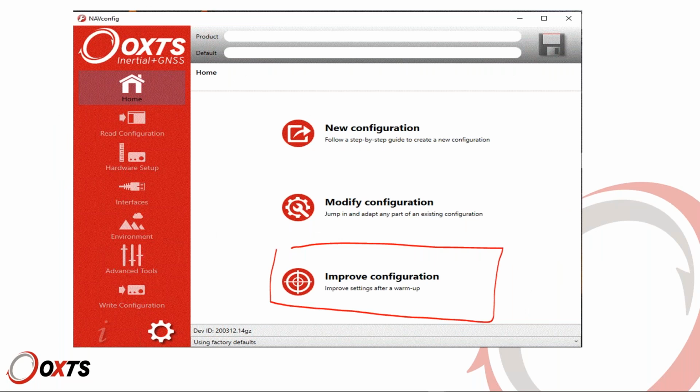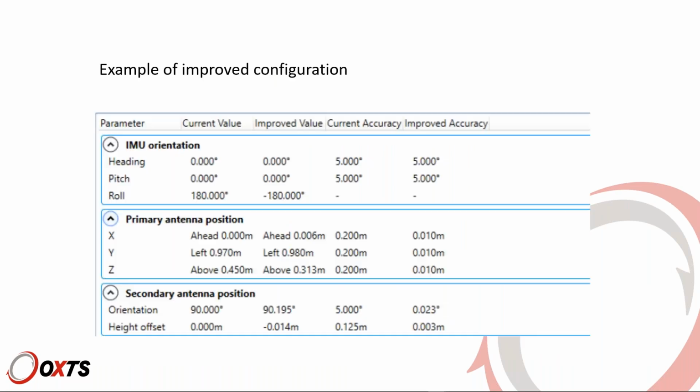Improve config. This is in the first page of NAVconfig. If you hit that button, it takes you from there, either from a live unit or from a processed file. This is an example of improved configuration. As you can see, the angles have not been refined. What it did though is refining the lever arms.